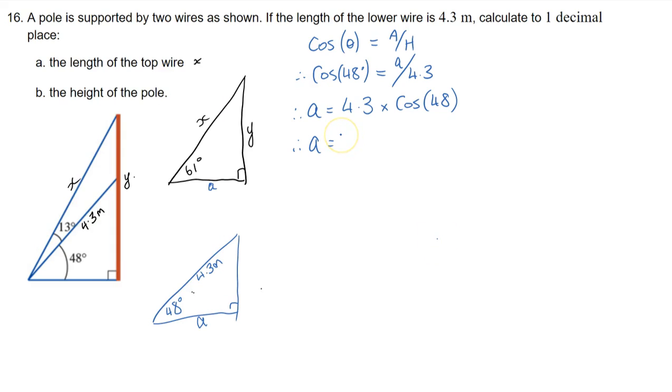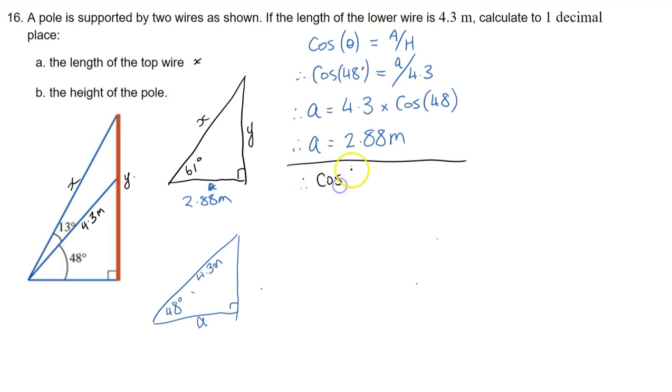Okay, so 2.88 meters. Now that I've got that, I can find x and y. The first thing I'm going to do, I'm going to look at my angle, and let's go for the length of the top, y. Let's go for x first of all. Okay, so I've got my adjacent here, and I want to find my hypotenuse. So I'm going to use cos again.